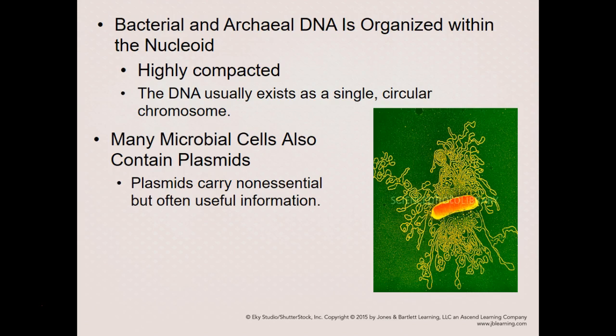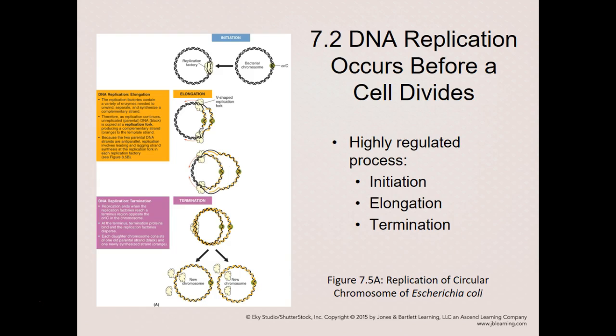But bacteria and archaea can also contain extrachromosomal structures called plasmids. These are small circular structures that do carry sometimes important information and useful information, but not essential for the bacteria to survive. And so that's what our bacterial DNA looks like.